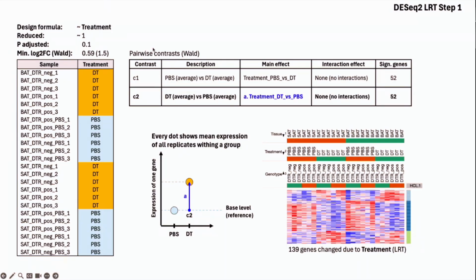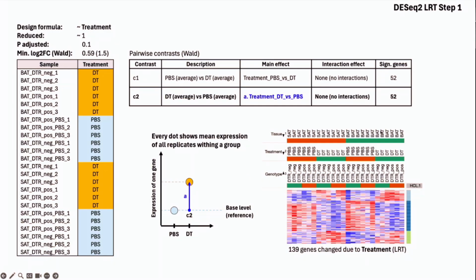But because our pipeline does two things at once, first it runs the LRT test, and the second, it generates all of the possible contrasts, which then are filtered by both p-adjusted and log fold change. So these 52 genes were filtered by log fold change and p-adjusted. This is the table of all pairwise contrasts that we were able to get based on the metadata that includes only one column and the design formula that includes only one term.